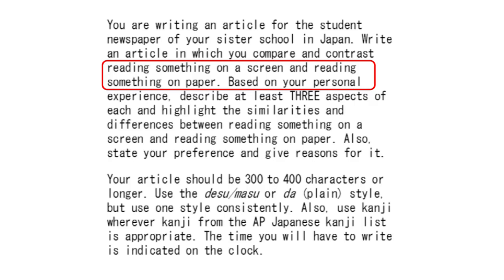So these are the things that you need to do. As a more detailed instruction, you have to say at least three aspects of each, and then highlight the similarity and differences. So it's not like three differences and three similarities. It could be just three aspects, but it could be one difference, two similarities. This part is very vague, but the better approach is to try your best to write three differences and three similarities.